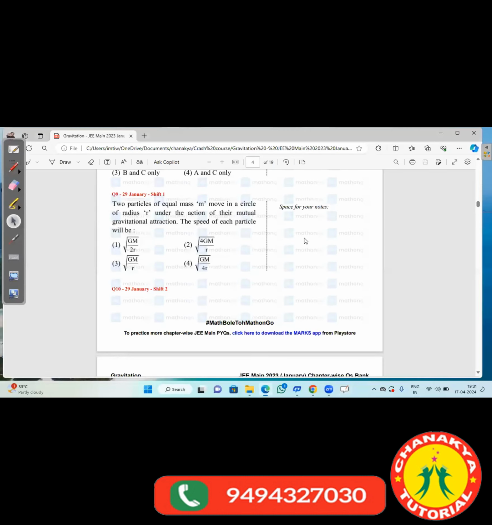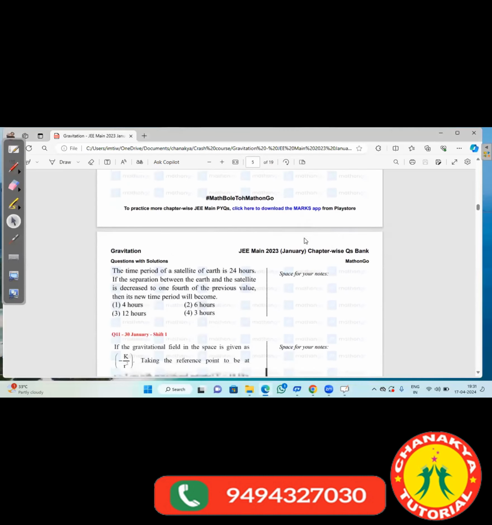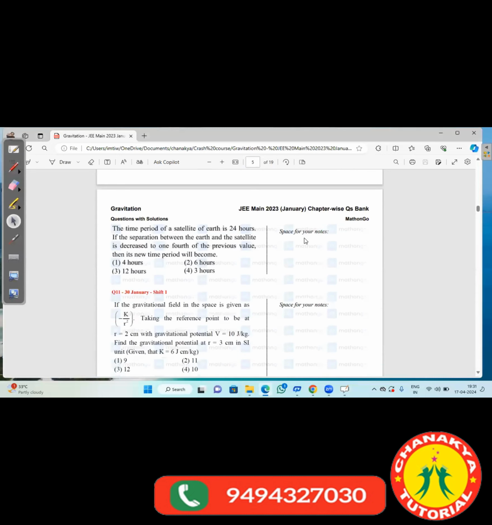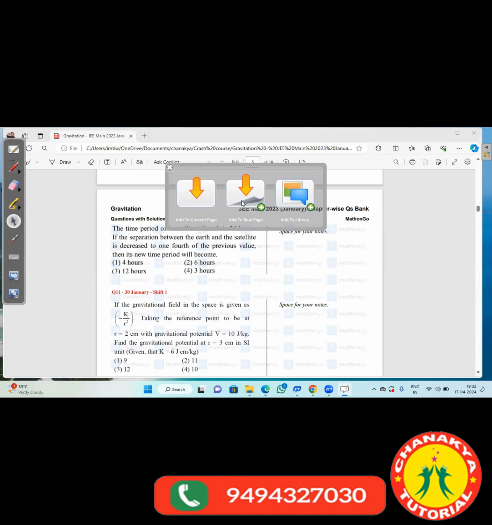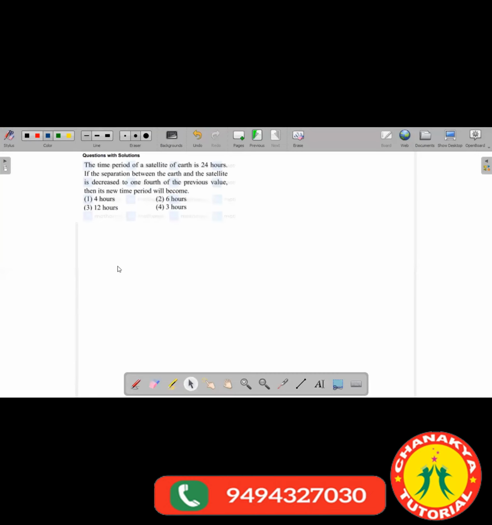No, sir. Okay, so I think you should also try to do this question. The time period of a satellite of Earth is 24 hours. If the separation between the Earth and the satellite is decreased to 1/4 of the previous value, then its new time period will be. Okay. So which concept is to be utilized here? T square is directly proportional to r cube. Yeah, we will be utilizing T square proportional to r cube. So start solving and tell me. I'm also solving here side by side. Till then you also take your paper, solve it out and see if you are able to get it.